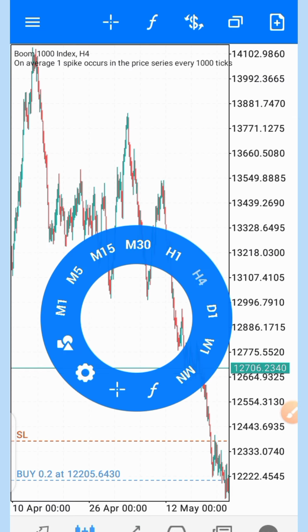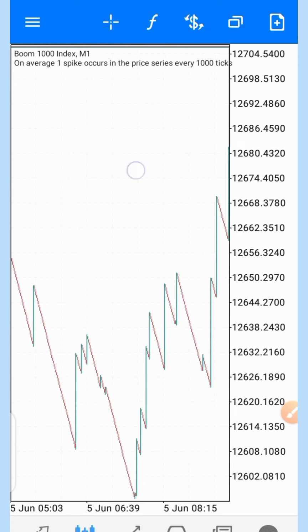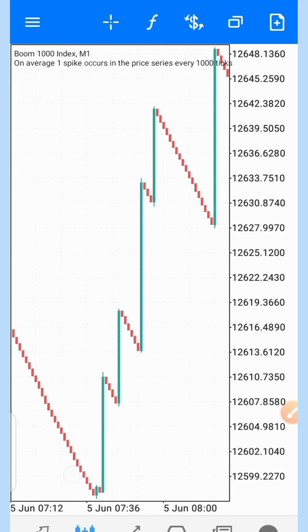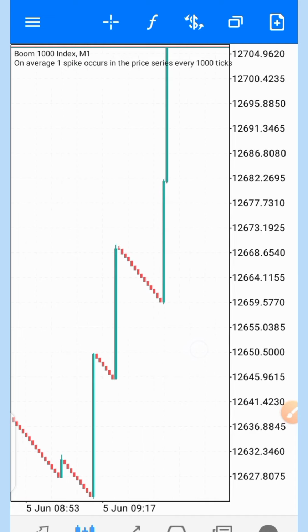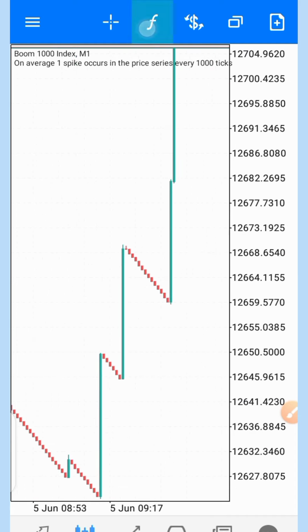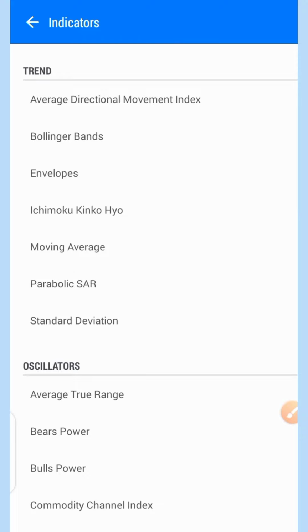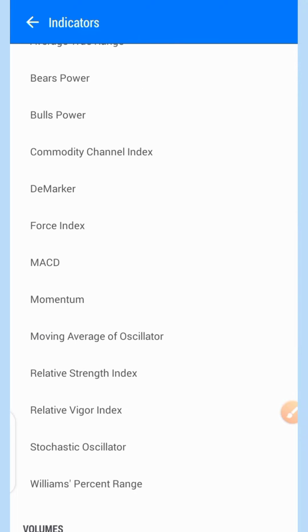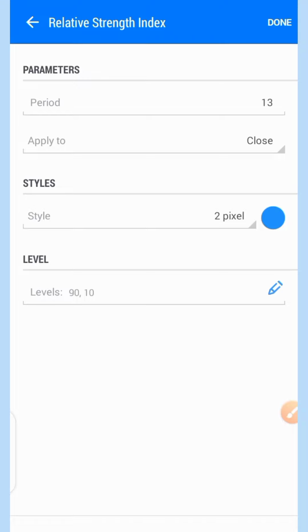Let's go back to M1. When you don't have a lot of money in your account, just go to M1. You want to scalp. You don't have to go for a long trade or a swing trade when you don't have much money. Just add your RSI, the relative strength index. Leave it like this. Change the period to 13, or you can also leave it at 14. It works either way, but you can use what I use to make it better.